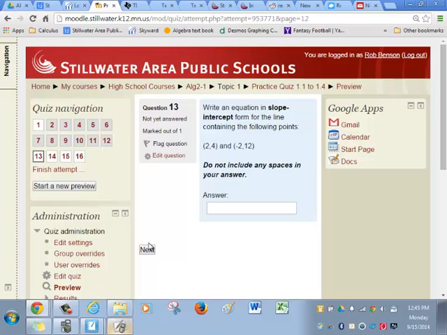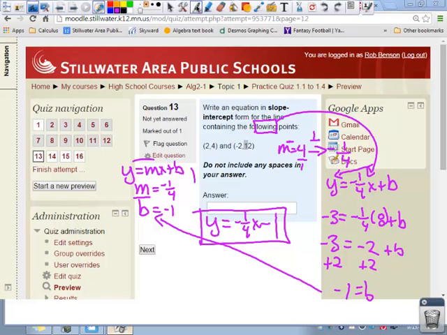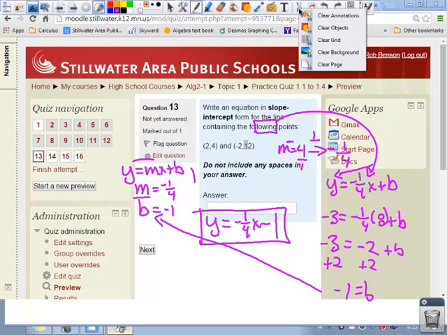Write the equation in slope-intercept form for the line containing the following two points. Remember, first try to find something interesting in these two points. Are the x's the same? Nope. This one's 2 and this one's negative 2, so that's not the same. I know there are 2's in them, but they're not the same. And are the y's the same? Nope, the y's aren't the same. So because of that, we can find the equation for this one.